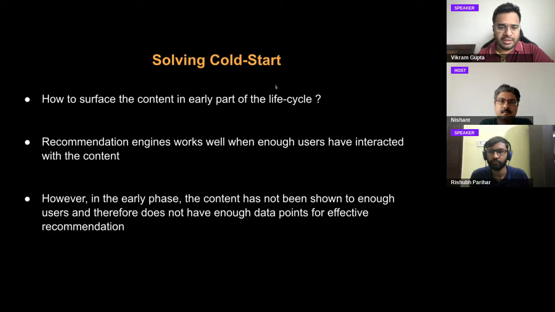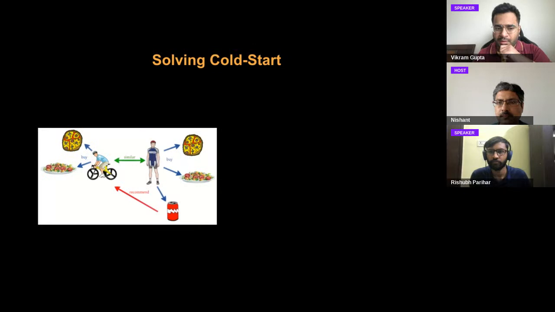Let me explain with this example. Let's say there are two people who both like pizza and salad, so the algorithm might say they are similar. When a new item comes in, let's say Coke, then because the person in blue consumed Coke and the person on the cycle and the person in blue are similar, you can show this Coke to the person on the cycle also.